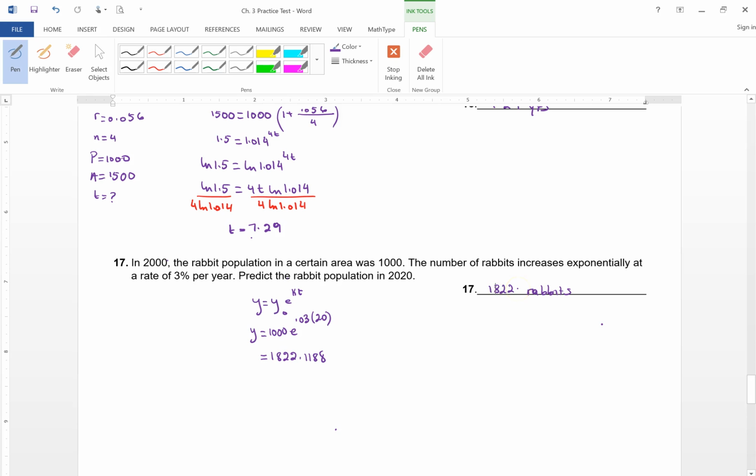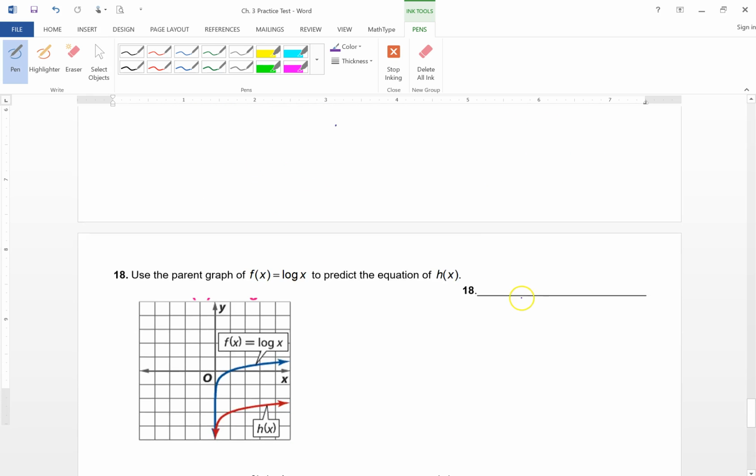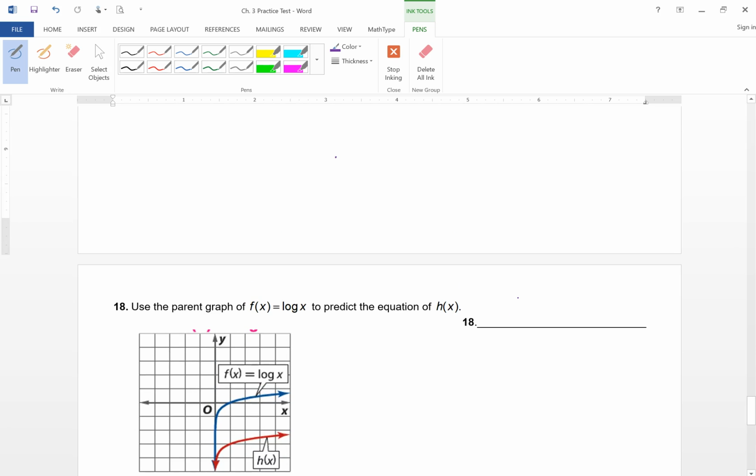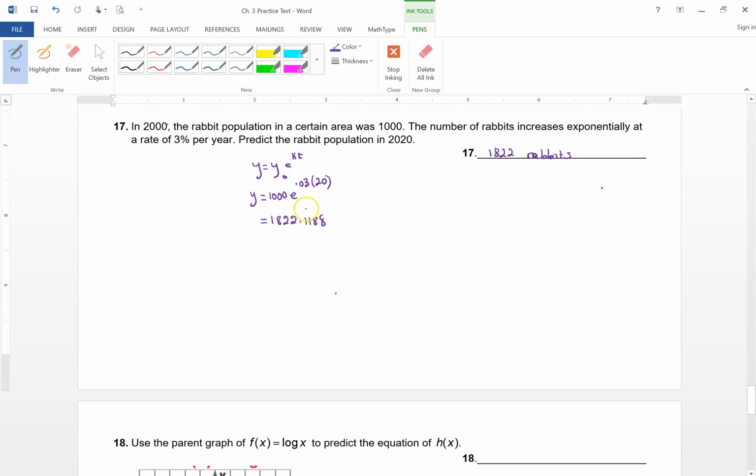All right. So approximately that many rabbits. You plug it into the calculator. So it's 1,000 times e to the power of 0.03 times 20. All right, let me try to finish this.